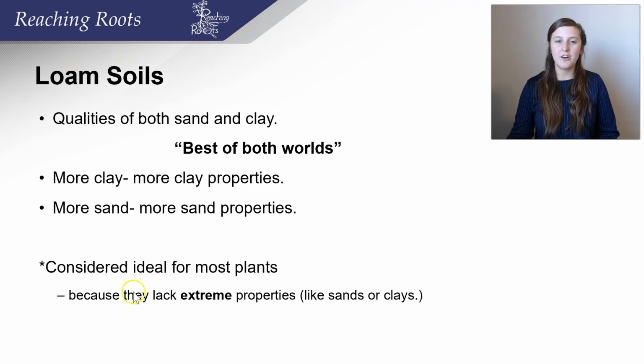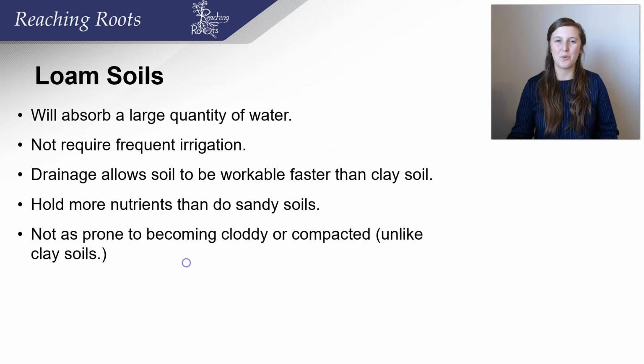Loam soils in general are considered ideal for most plants because they lack the extreme bad properties of either clay or sand. A mixture of both, you have the best of both worlds. They will not require frequent irrigation. The drainage, because of the sand in there, allows the soil to be workable much faster than clay soils, so it's less vulnerable to compaction. Even if you want to plow that field, it's less vulnerable to hard pan formation. And the clay particles in the soil help hold more nutrients than the sandy soils.